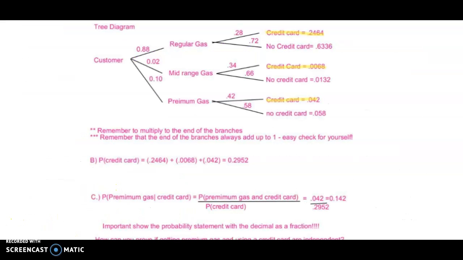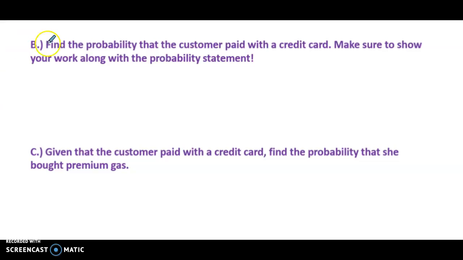So let's just take a look and see what that looks like. So notice I multiplied across the branches. So here is regular and credit card. And notice how there's 3 different ways they can pay with credit card, if they buy regular, mid-range, or premium. All right, now let's take a look at the 2 questions.